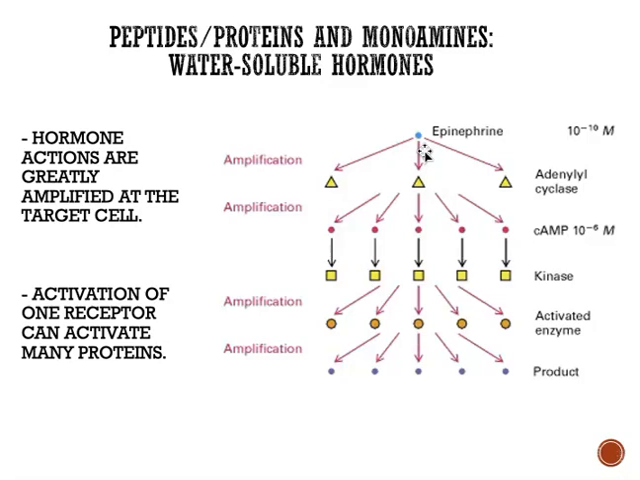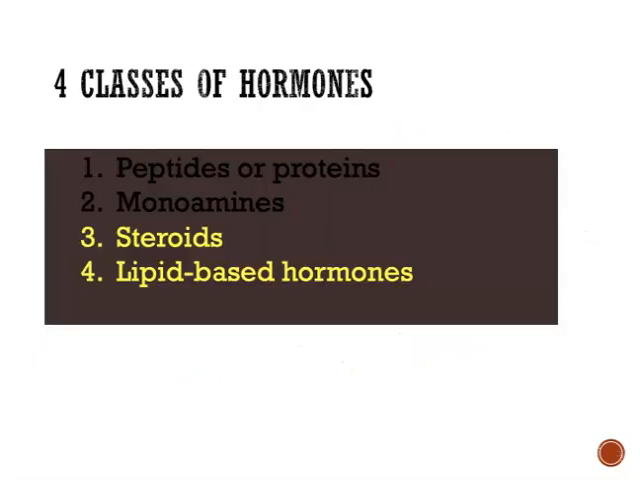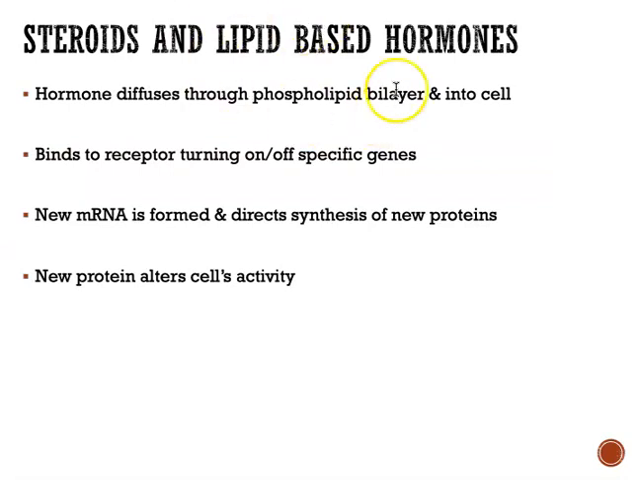So you don't have to actually produce a lot of these hormones for it to have an effect on the body. Now, conversely, steroids and lipid-based hormones, because they are fat-based, can easily get through the cell membrane, that phospholipid bilayer. So because these can easily go right through the cell membrane, there's no transporter that's needed. You don't put the receptor right on the cell membrane. Why bother? It doesn't have to be there. You can actually put it inside the cell.